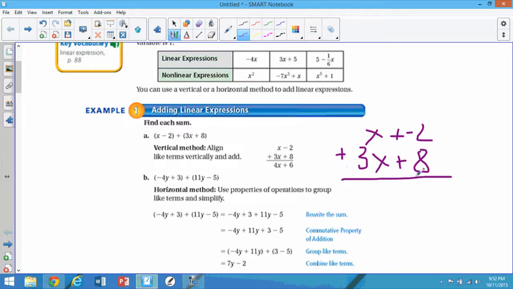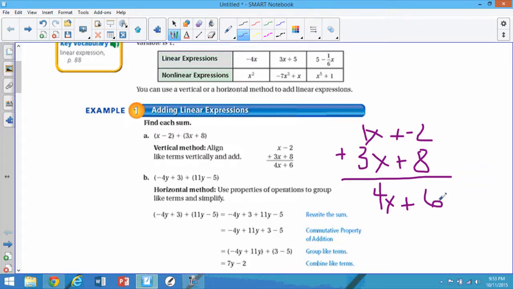Okay? Now you're adding these together. You just add like you would normally add when you have addition problems, but you're going to add your like terms. So a negative 2 plus 8, those are both like. They're both numbers, they're both constants. So 8 plus a negative 2 is 6. Then you have an x and a 3x. Now remember, there's an invisible 1 in front of that x. So 3 plus 1 is 4x. So our answer is 4x plus 6.